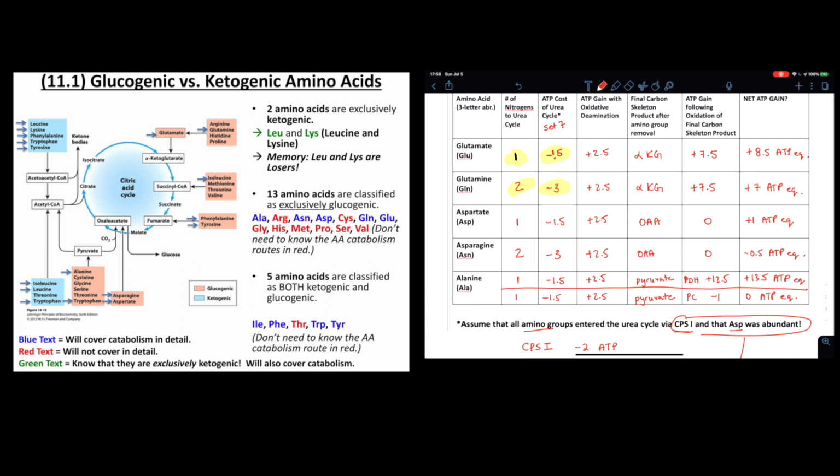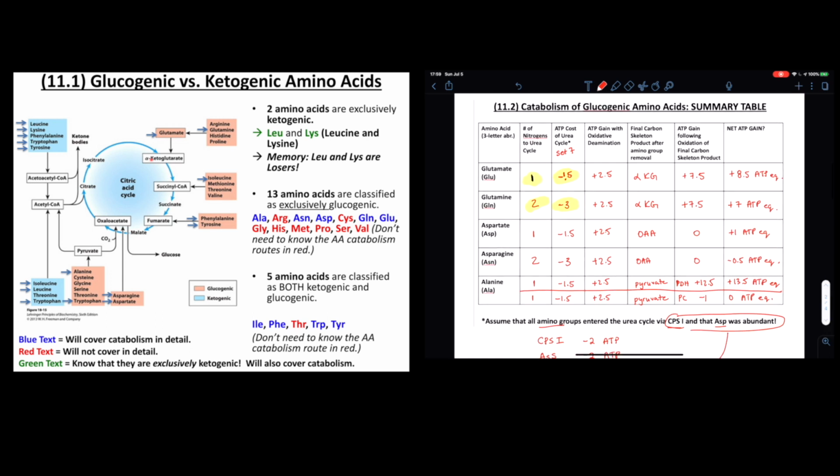For asparagine, the alpha keto acid produced is oxaloacetate, so that goes directly into here. Same with aspartate, which is not worth any ATP because this is where we stop our ATP counts in the TCA cycle. Then for glutamine and glutamate, the carbon skeletons are alpha ketoglutarate, which goes into the TCA cycle to eventually form oxaloacetate, but we do get 7.5 ATP per alpha ketoglutarate. I hope this summary table makes sense.